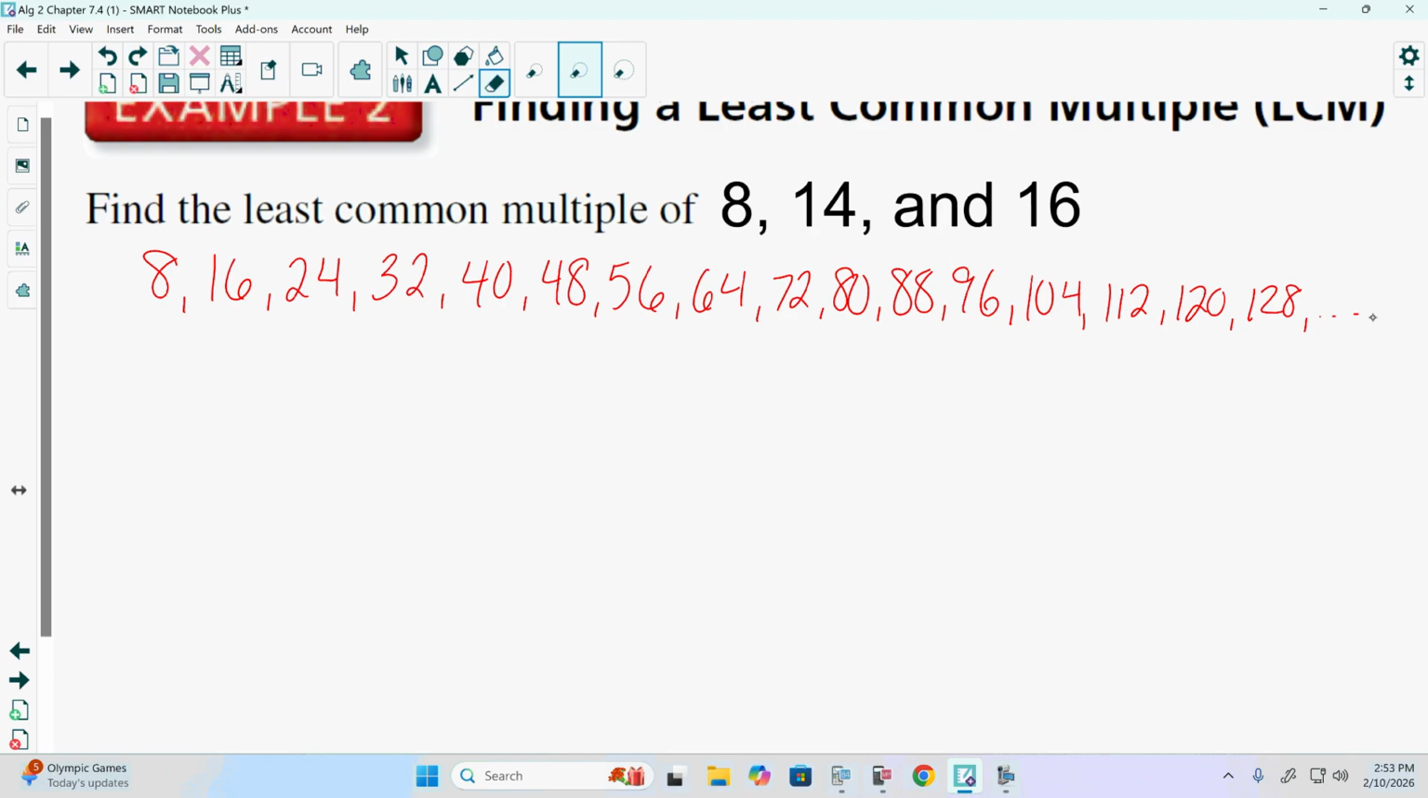So this is one method. Now, these are all multiples of 8, yes? And if we look for a common multiple, we're looking for one of the multiples that's the same for two numbers, yes?